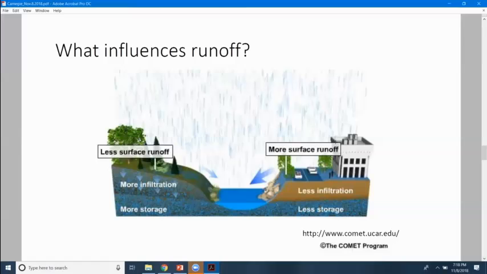That's a well-documented aspect of development. That's why, as engineers, we try to mitigate that with storage ponds or detention ponds, or Alex is going to talk about green infrastructure to promote infiltration, keeping the water from reaching our streams and drainage channels too quickly.